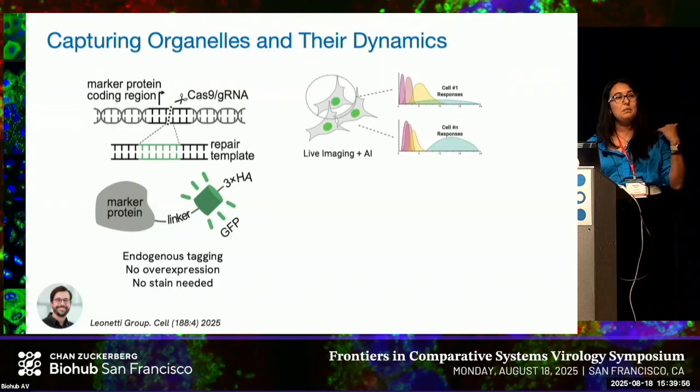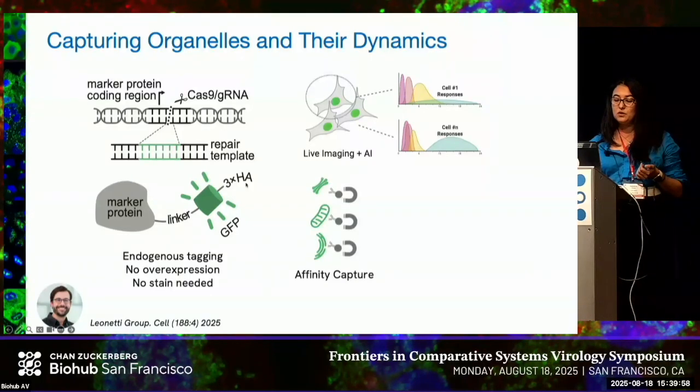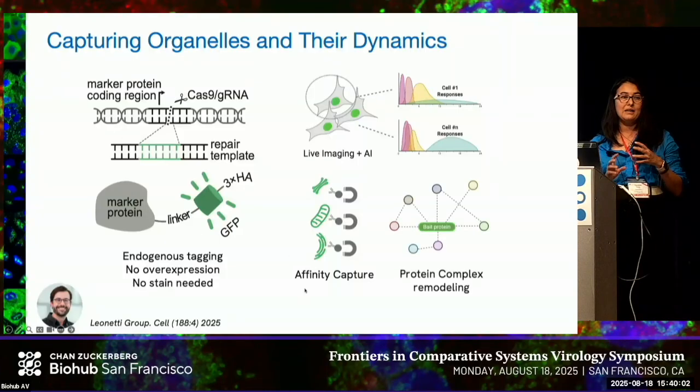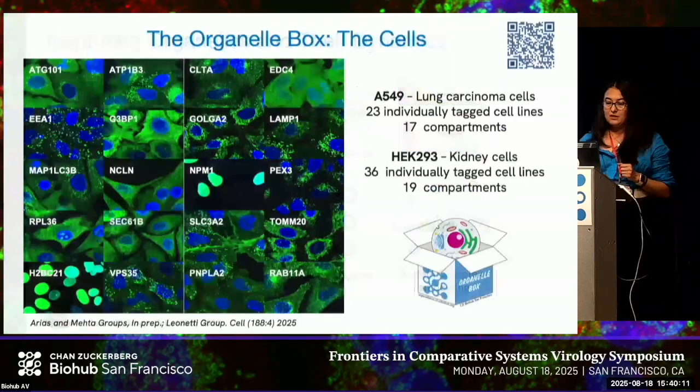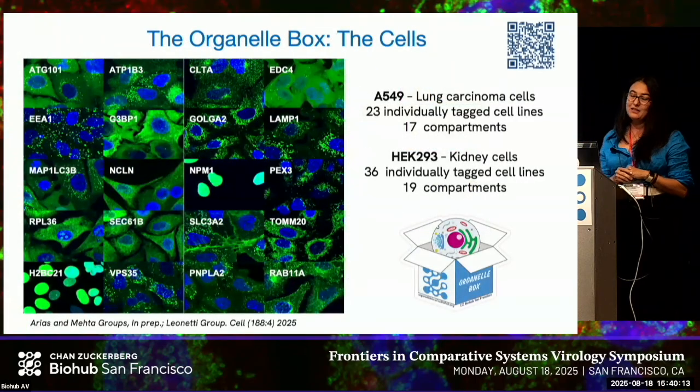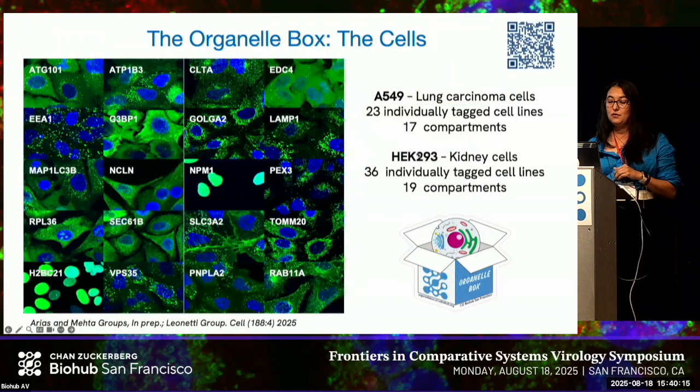But even more, going beyond the imaging, we can also use this HA tag to capture these proteins, and using mass spec, we can look at the complexes that they are in and how they are remodeled during different cell states. So using this method, we generated what we call the organelle box. This is a panel of cell lines in two different backgrounds, A549s and 293s. Our group developed the A549s, Manu's team developed the 293s. For the A549s, we have 23 individually tagged cell lines that represent 17 different compartments.